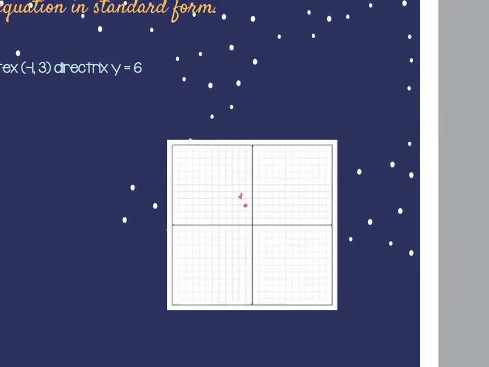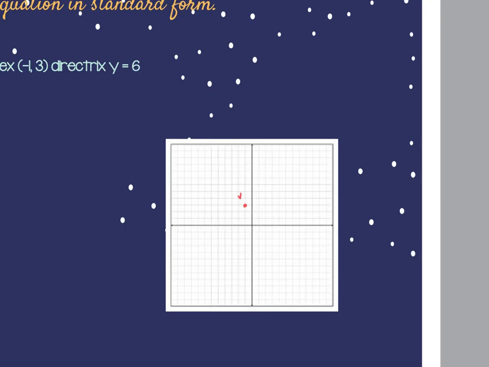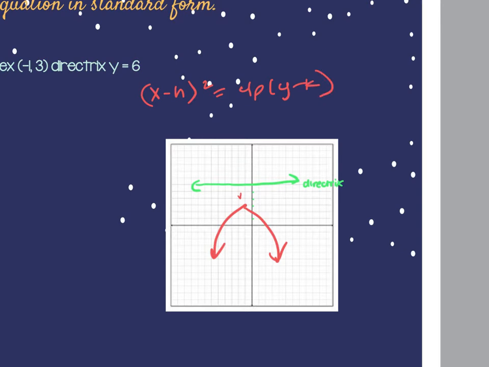And my directrix is y equals 6. So I go up 1, 2, 3, 1, 2, 3, 4, 5, 6, and I draw my directrix. So what do I know about this parabola? It faces down. Good. And if it faces down, what's my equation going to look like? x minus h squared equals 4p times y minus k. And what do I know about my 4p? It's negative. Good. This is going to be negative because my parabola faces down.